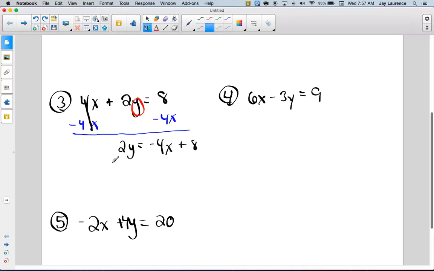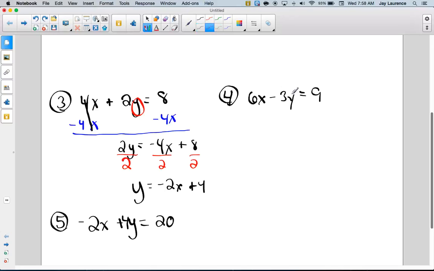Now, it's time to divide. Why am I dividing? Because 2y means 2 times y. There's multiplication going on here. The inverse operation of multiplication is division. I've got to be careful that I divide in all 3 places. And so y is going to equal negative 2x plus 4. There you go. And we can tell the slope. The slope would be negative 2 over 1. All right, pause the video and give numbers 4 and 5 a shot. Don't unpause it until you're ready to see my solutions.